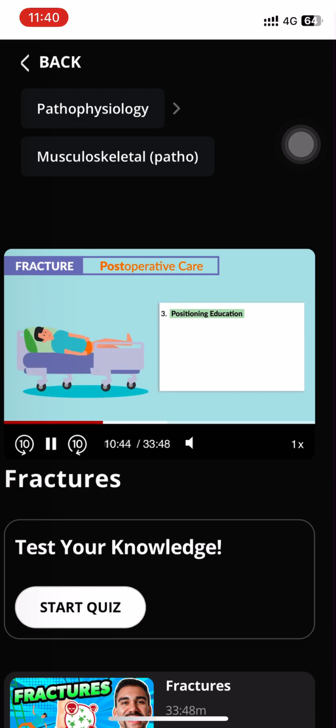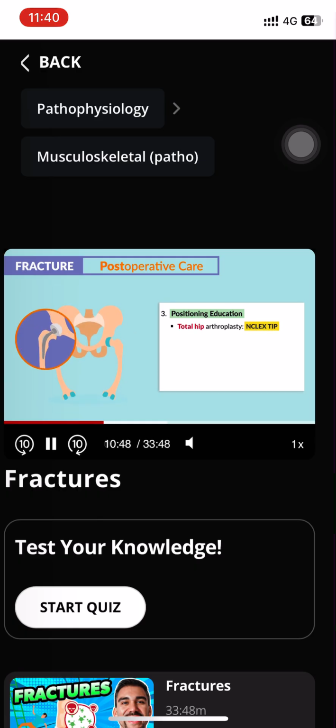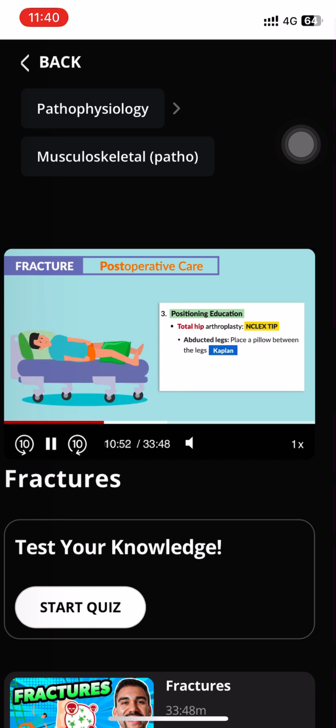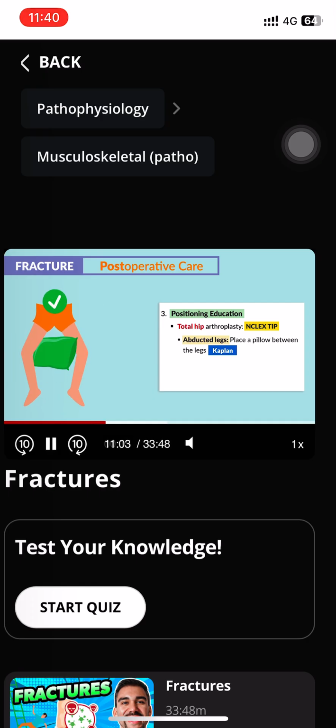Now, number 3 is position education. This is always huge, especially for total hip arthroplasties. Big NCLEX tip: we always make sure to abduct the legs. Write that one down. Place a pillow between the legs. This was mentioned by Kaplan and multiple different question banks. So we always keep the legs open, wide open, never together or adducted.